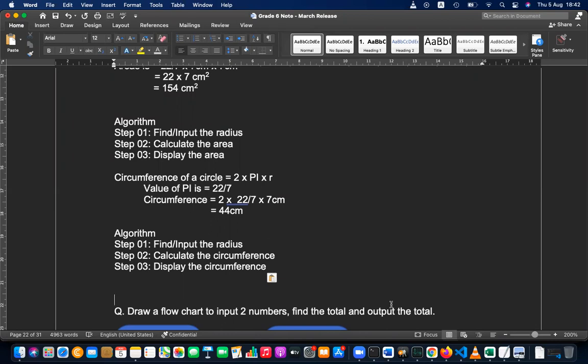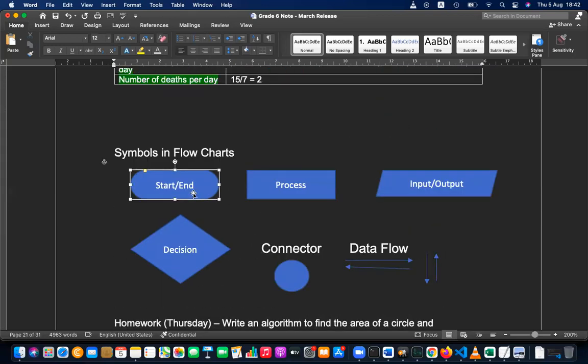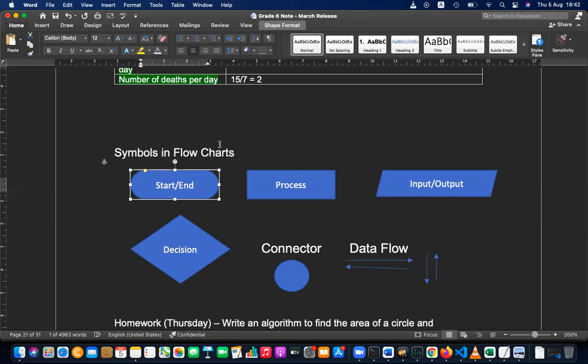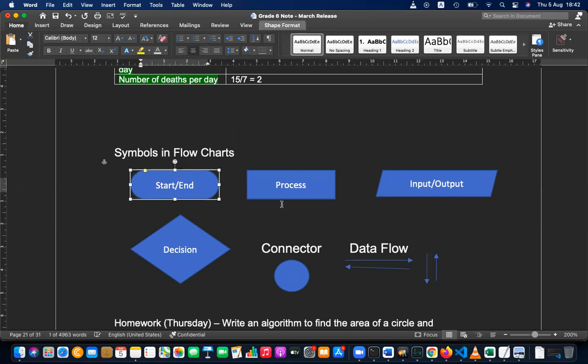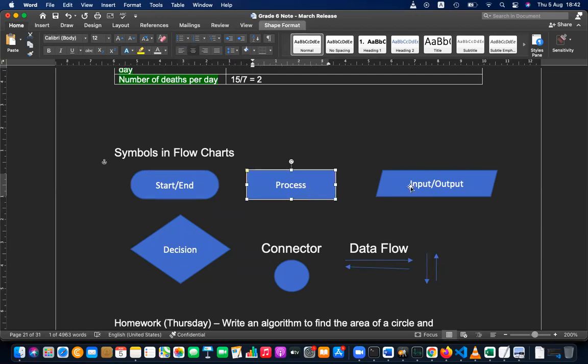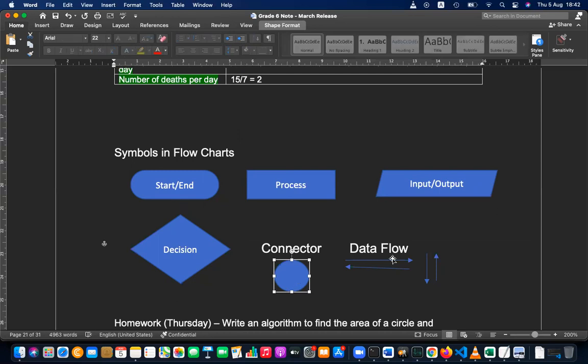Now I would like to remind you of the symbols that we drew in our writing book the previous day. Starting and ending are shown using an ellipse or rounded rectangle. Process is a rectangle. Input or output is shown using a parallelogram. Decision uses a diamond. Connector is a circle. Data flow uses arrows going up, down, left and right.